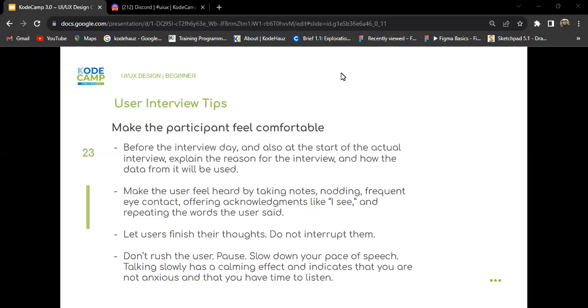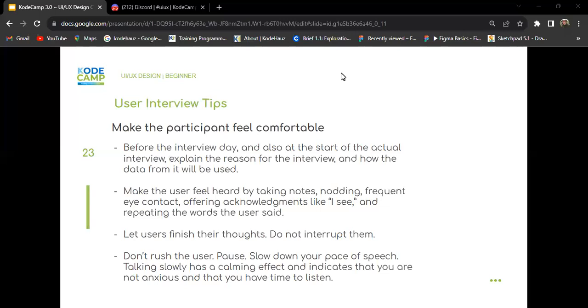Now, before the interview day, and also at the start of the actual interview, explain the reason for the interview. Let them know the reason for the interview and how the data from it will be used. Secondly, make the user feel heard by taking notes. You can even be nodding your head, frequent eye contact, offering acknowledgements like, okay, I see. And repeating the words the user said so that the participant doesn't feel like he or she is just talking to him or herself.